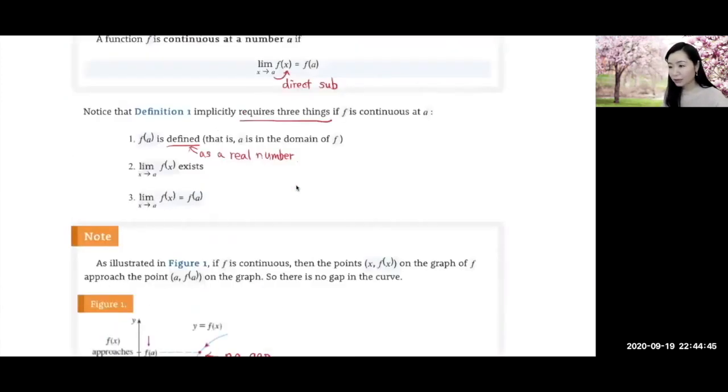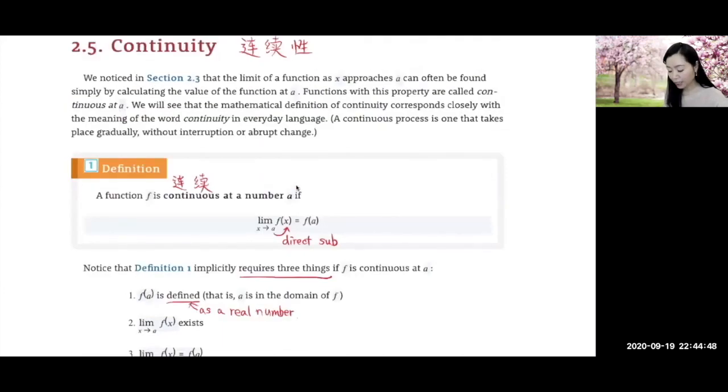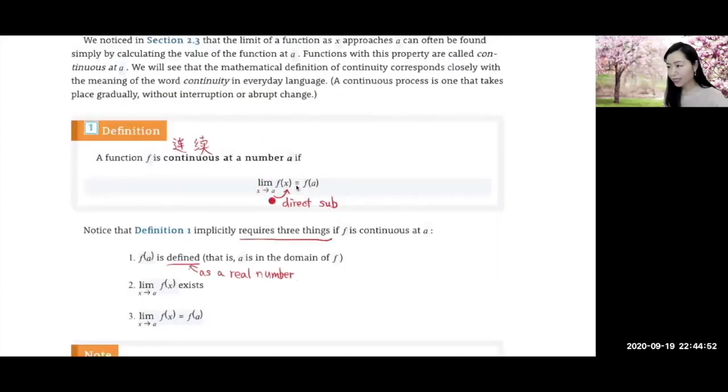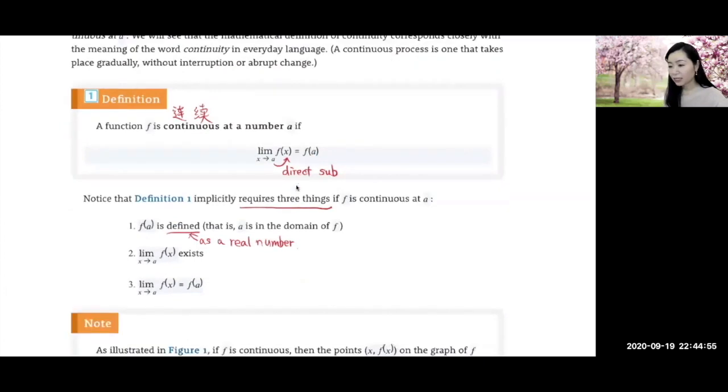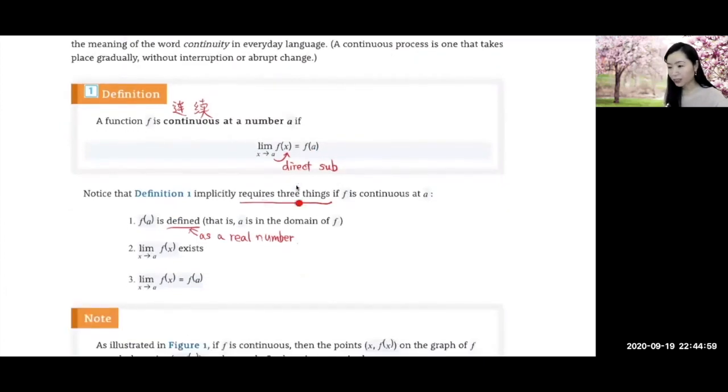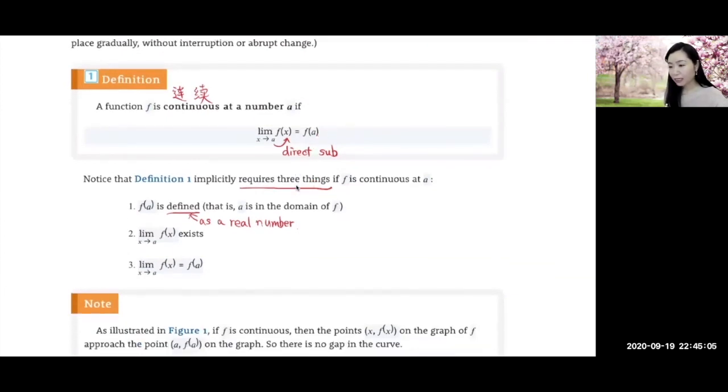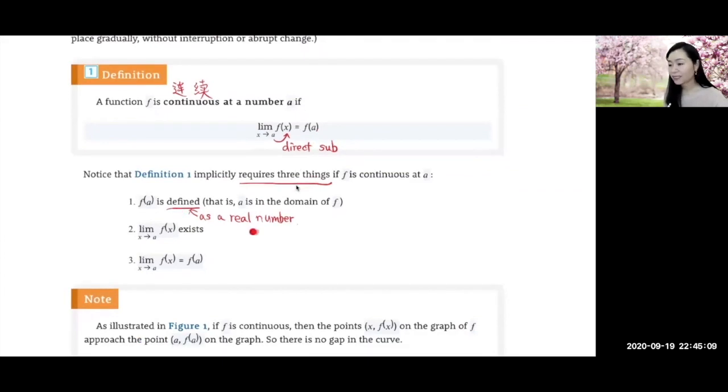Now, this definition, the function is continuous at a if the limit of f of x as x approaches a is equal to f of a, actually requires three things. Number one, f of a is defined, meaning it's defined as a real number. Number two, the limit of f of x has to exist as a real number. Number three, the limit of f of x as x approaches a has to equal f of a. So number one, f of a has to exist. Number two, this limit has to exist. Number three, they have to be equal.